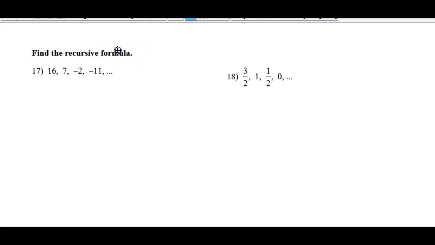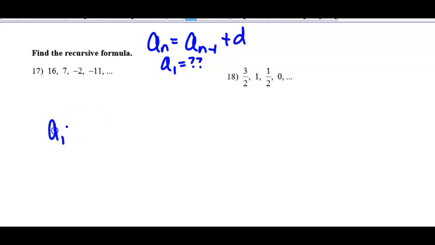Okay, find the recursive formula. So we need a sub n equals the previous term plus some difference, and the first term is, and you have to tell me what that is. So here you could say the first term is 16, and to find the next term, I take the previous term and add, what are they adding here? Negative 9, the difference is negative 9. So they're actually subtracting 9.